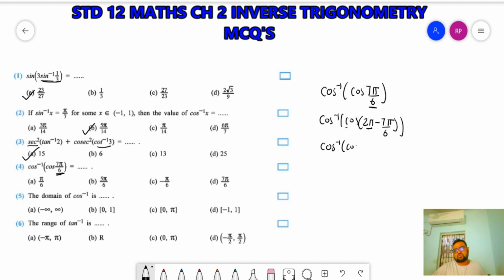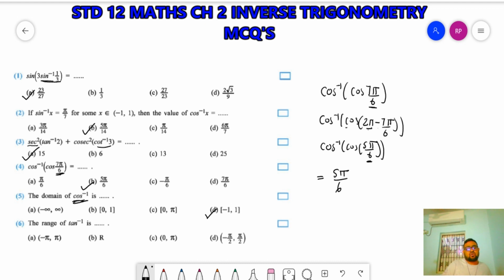So cos inverse cos of 12 minus 7, 5 pi by 6. Now 5 pi by 6 lies in the range of 0 to pi. So now I can write down this is equal to 5 pi by 6. So option B is the correct. Okay, now let's move to the next. Question number 5, the domain of cos inverse. Right, it's very simple. The domain of cos inverse means the range of cos, that is minus 1 to plus 1. So it's D, minus 1 to plus 1.